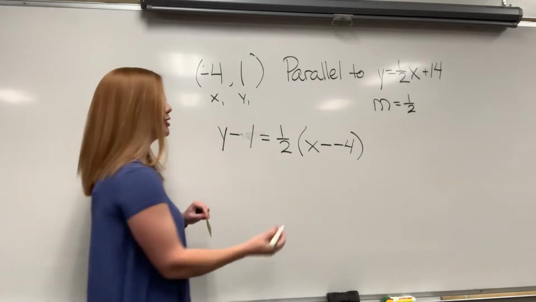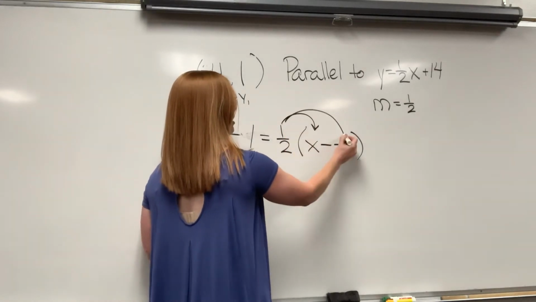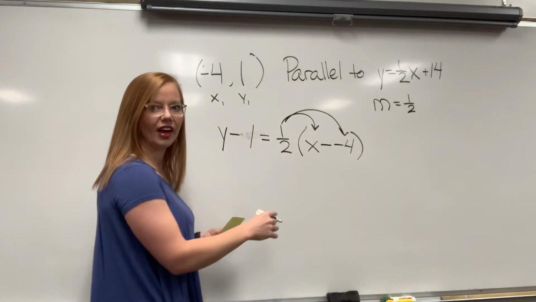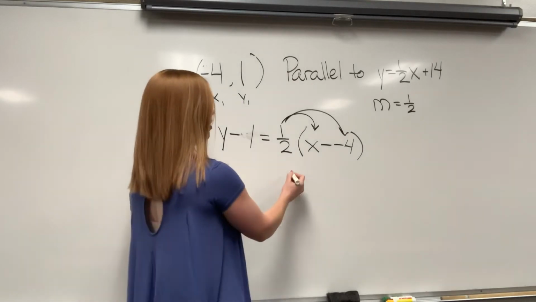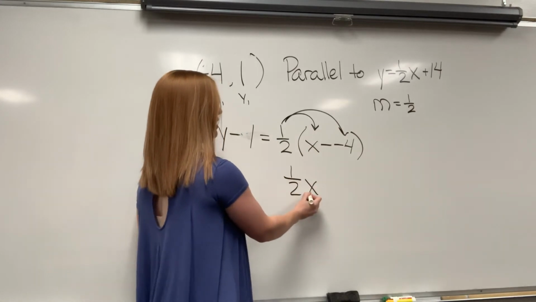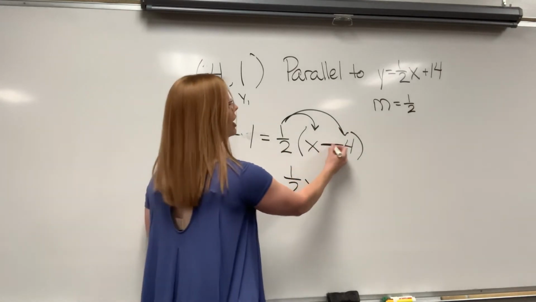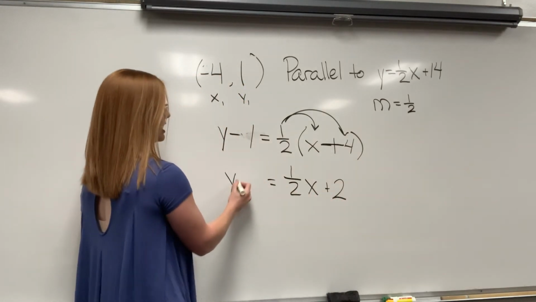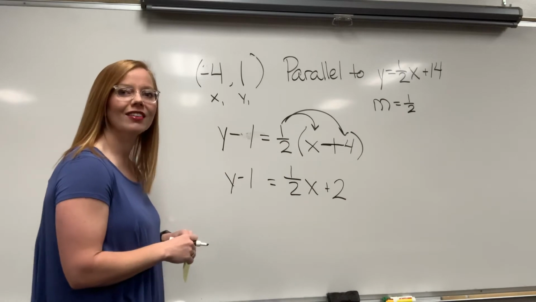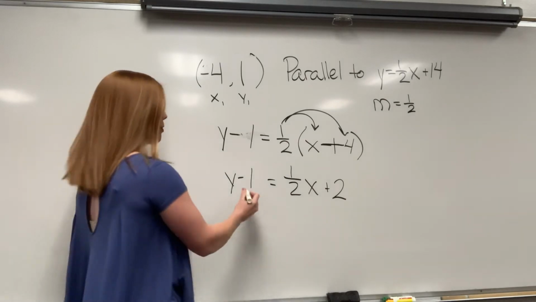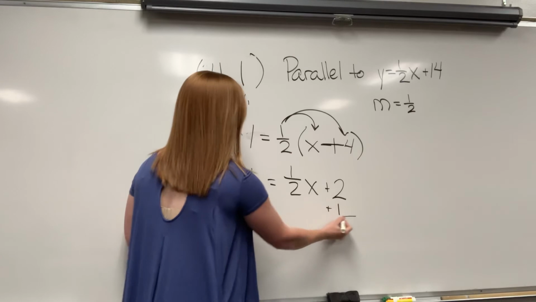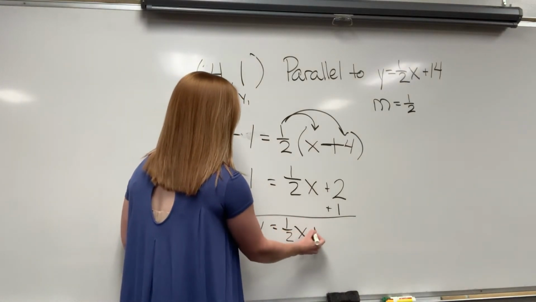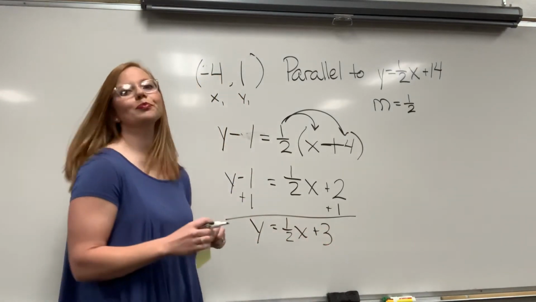Now we can go ahead and use our distributive property. If you are not comfortable using this half, you can change it to a decimal, you can change it to 0.5. But guys, let's go ahead and think through it. 1/2 times x is 1/2 x. What is half of a +4? And we get 2. Haven't done anything on this side yet, so we go ahead and copy it down. Opposite operations to isolate our y. Plus 1, and we get y = 1/2 x + 3.